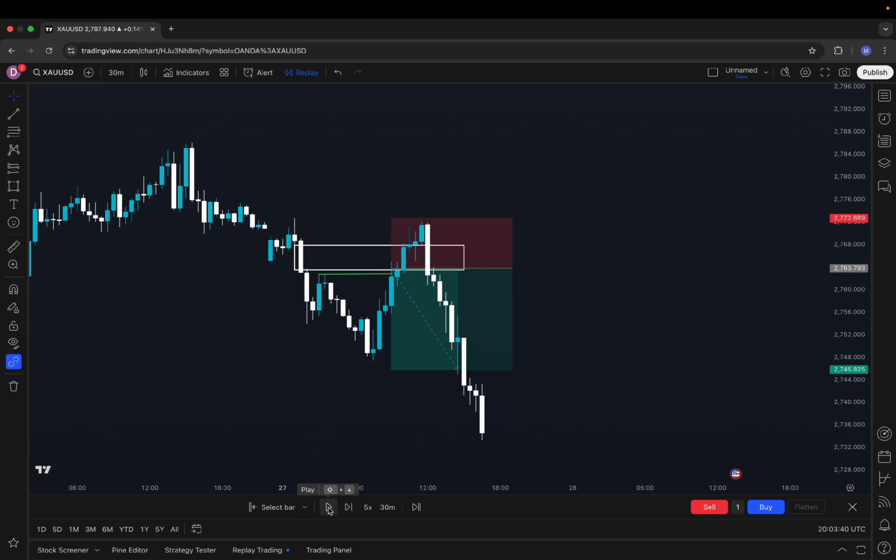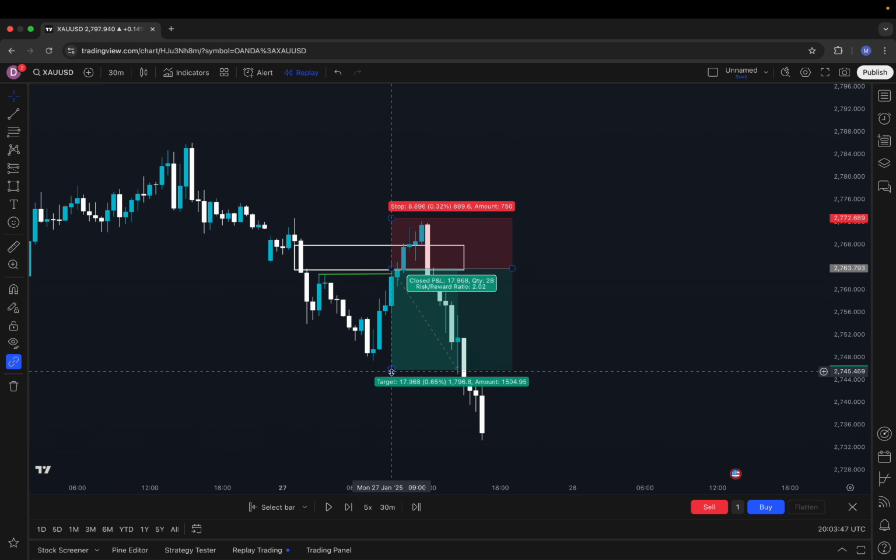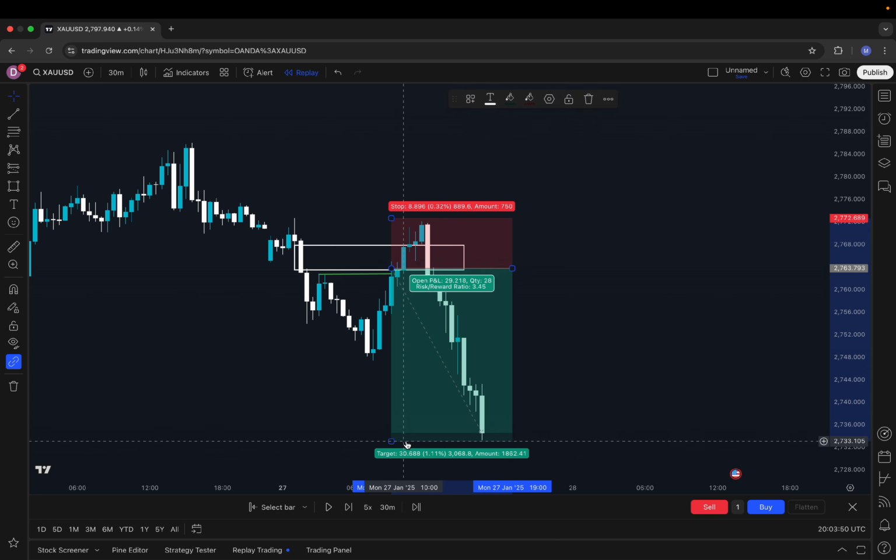And as you guys can see, just like that, we managed to secure a 1 to 2 risk to reward. If we had held our trade, we would have made a 1 to 3.